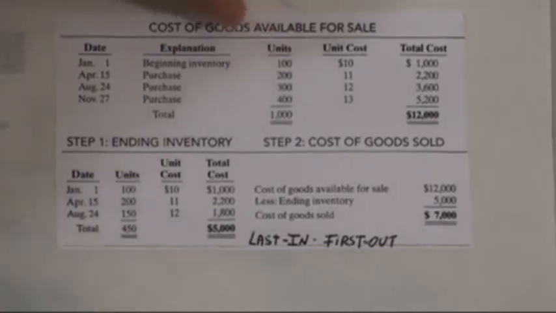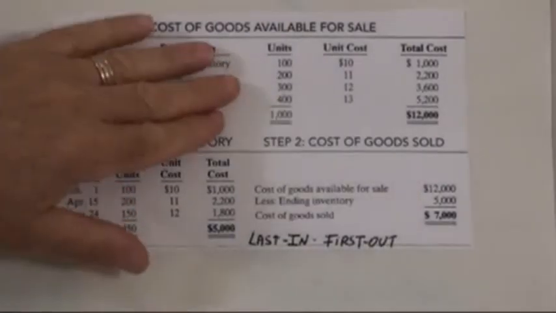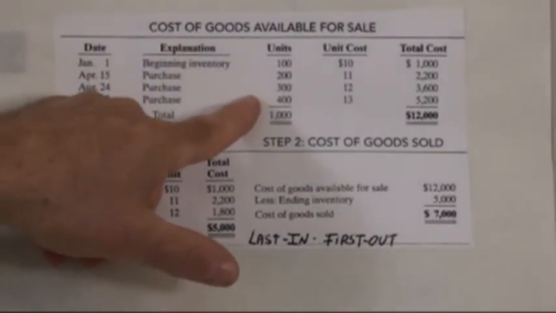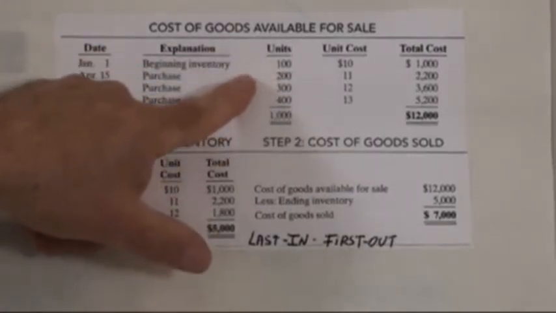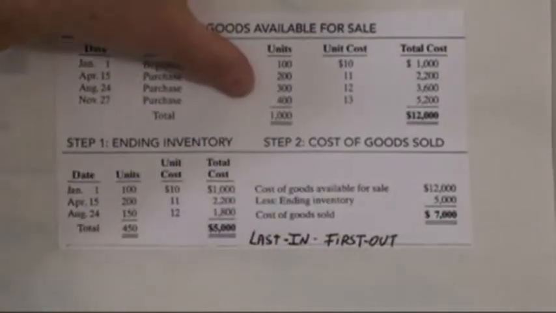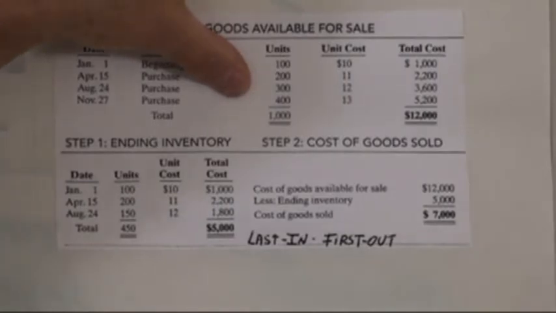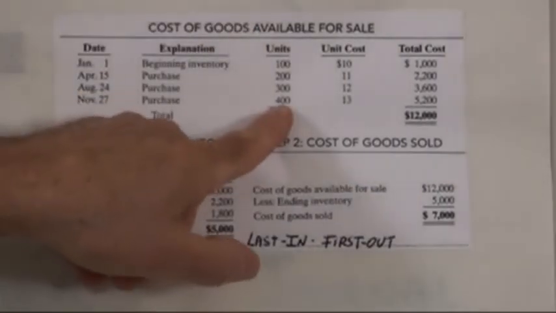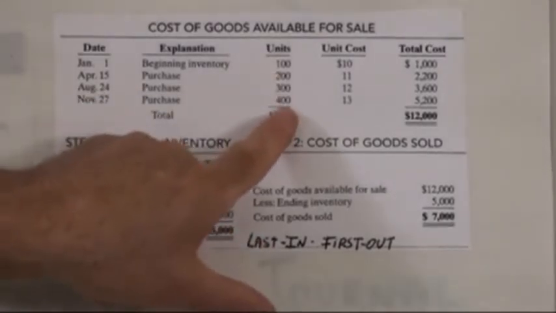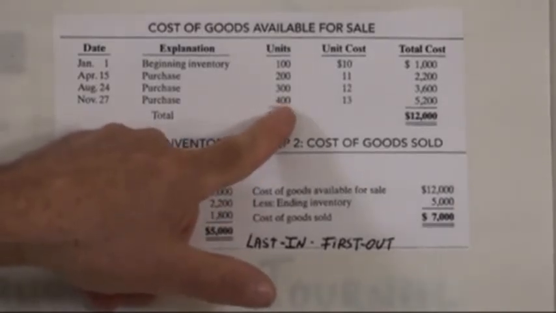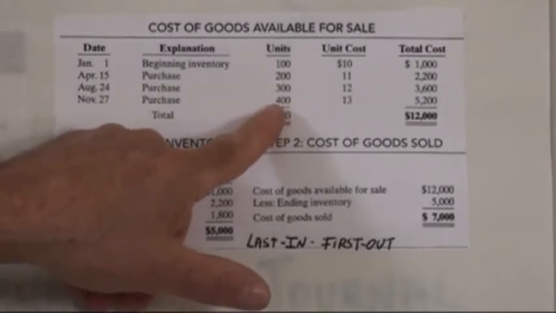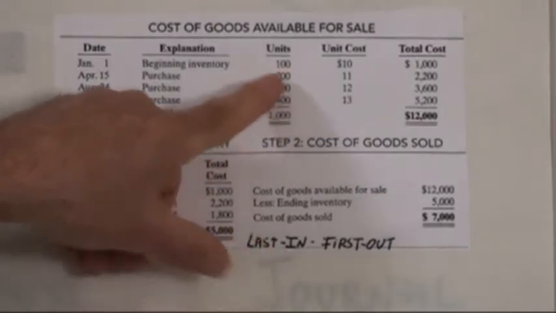So if we have sold 550 units and we only have 450 left, as we've done in our earlier example, which 450 of these would be remaining? Because it is last in, first out, the last units in would be the first units sold. Again, it's physically impossible, but it's a cost flow assumption. So these units would have been sold first, and would therefore go into our cost of goods sold.